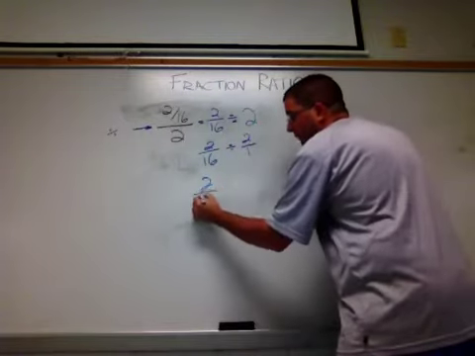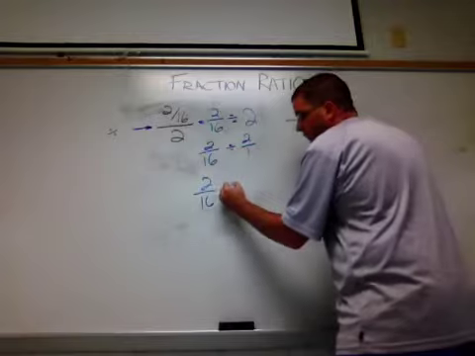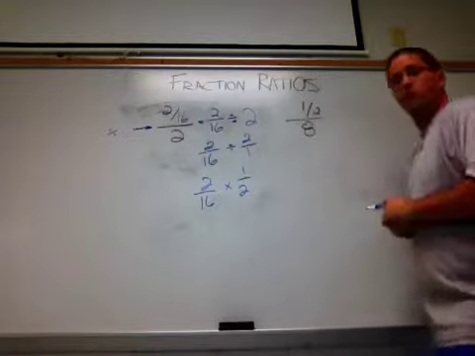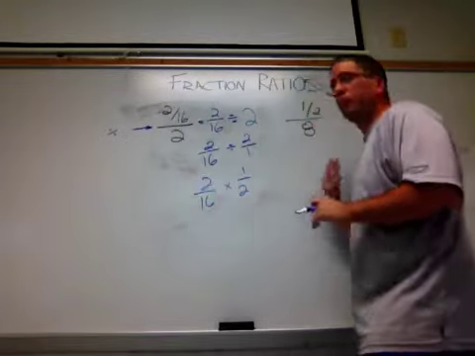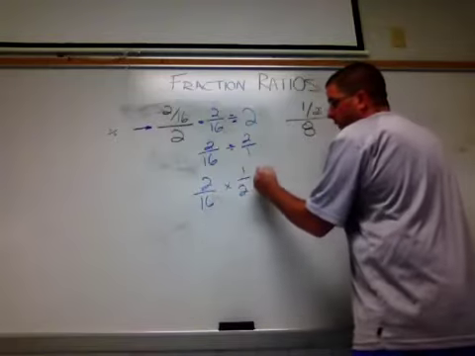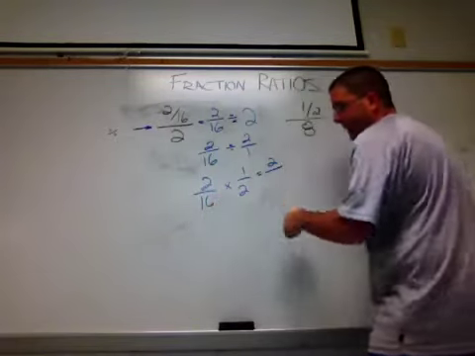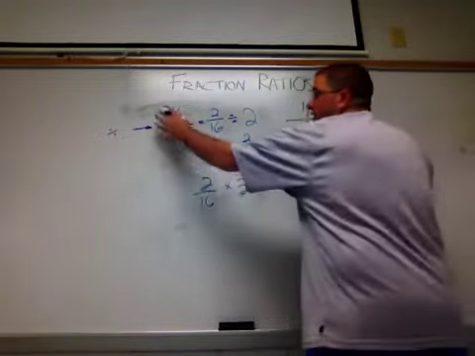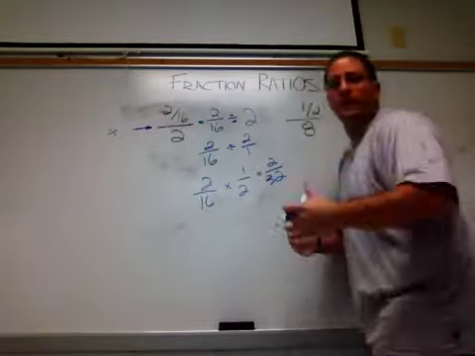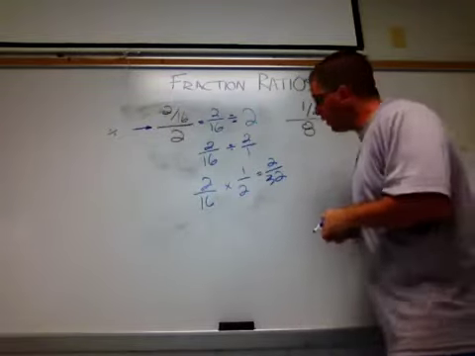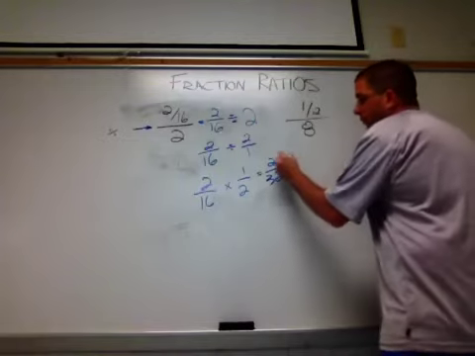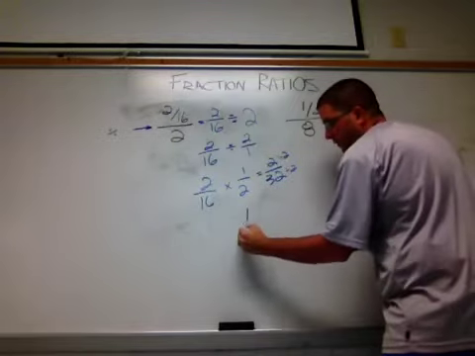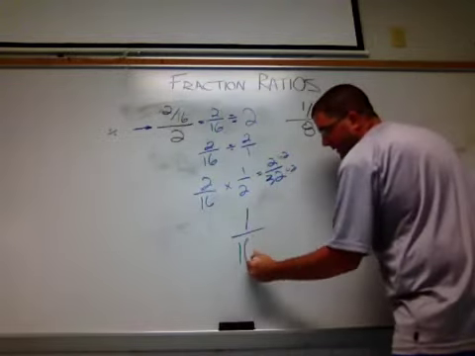So same, keep the first number the same, change this to multiplication, and then flip this one upside down. So 1 over 2, okay? So then you can just multiply straight across. So 2 times 1 is 2, and 16 times 2 is 32, okay? So now we have simplified this to a point that there's no fraction in it anymore, which is a good thing, right? Okay, so then we still need to simplify it a little bit more. We're going to divide by 2 on both sides, on the top and the bottom. So 2 divided by 2 is 1, and 32 divided by 2 is 16.